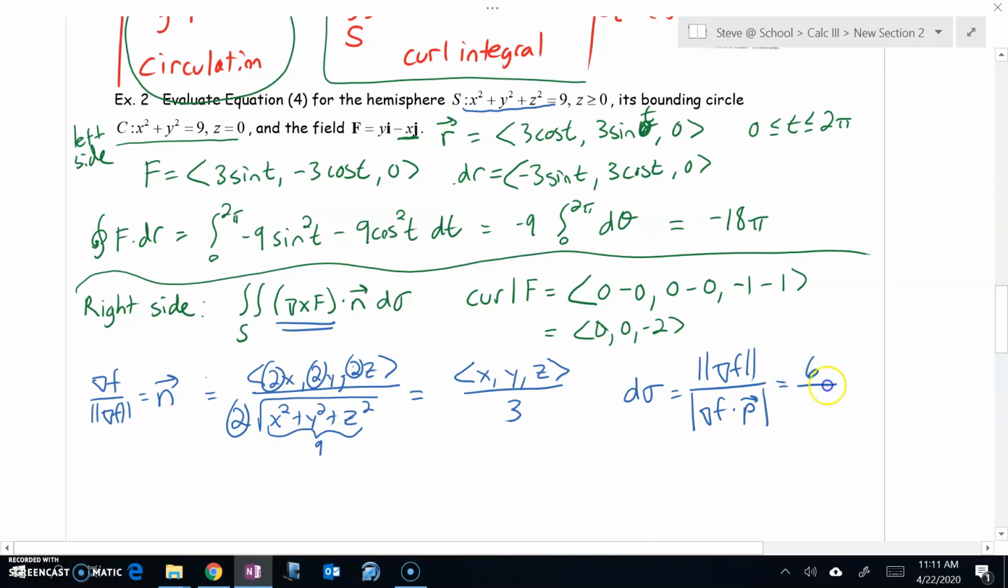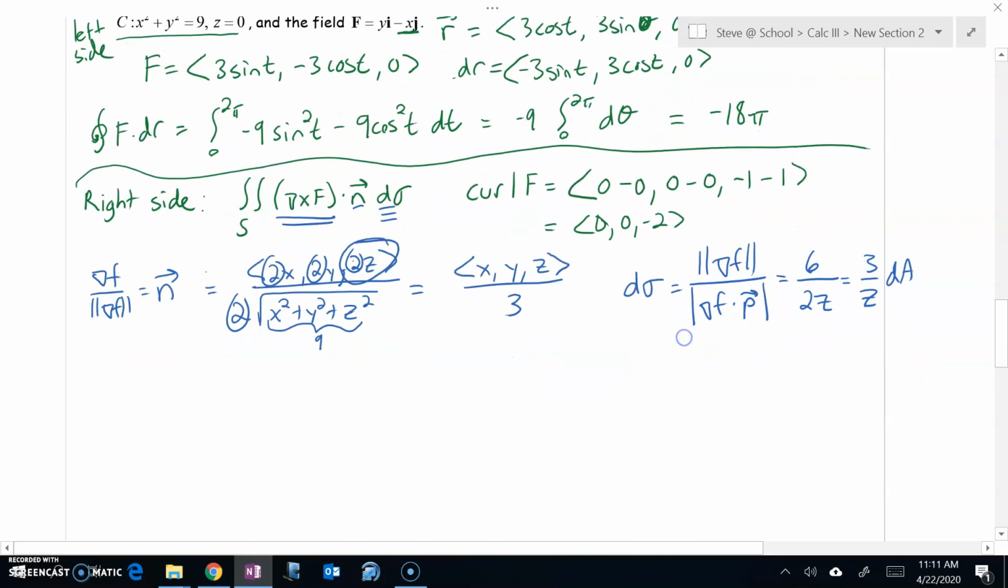So we get a 6 up here. And then the gradient of f is this piece. We're going to get just the 2z. So it's this whole thing dotted with 0, 0, 1. But since it's dotted with 0, 0, 1, we're just going to get 2z. So d sigma is just 3 over z dA. There should be a dA here too. Okay. So we've got all our pieces now. We've got this piece, we've got this piece. Now let's put it into one formula.